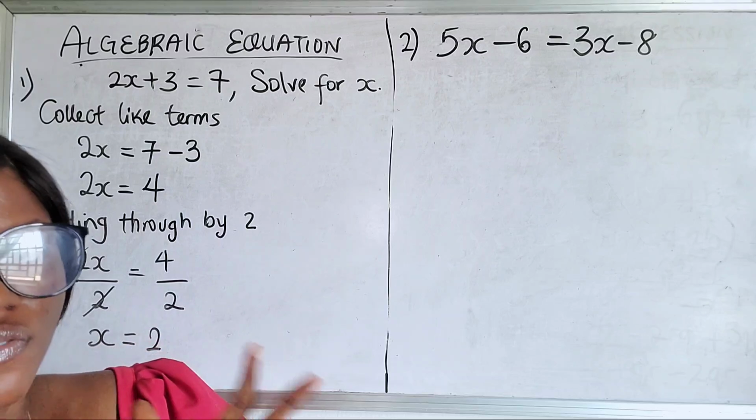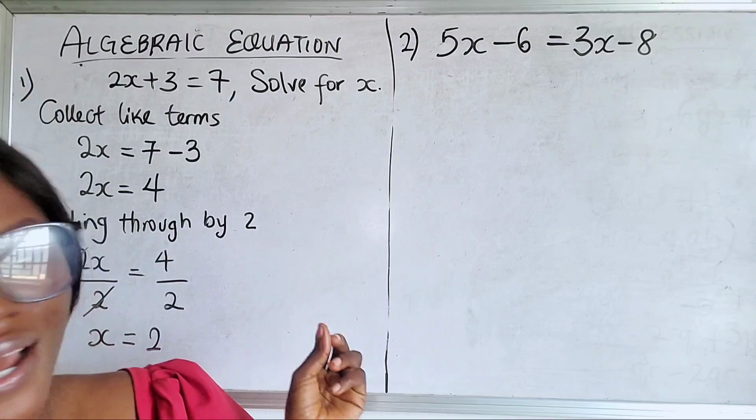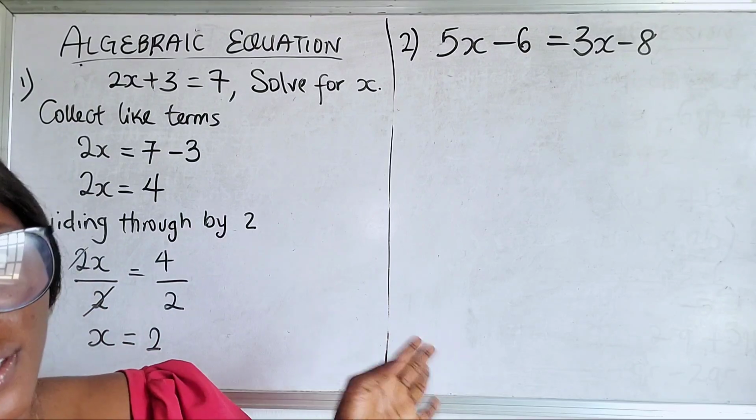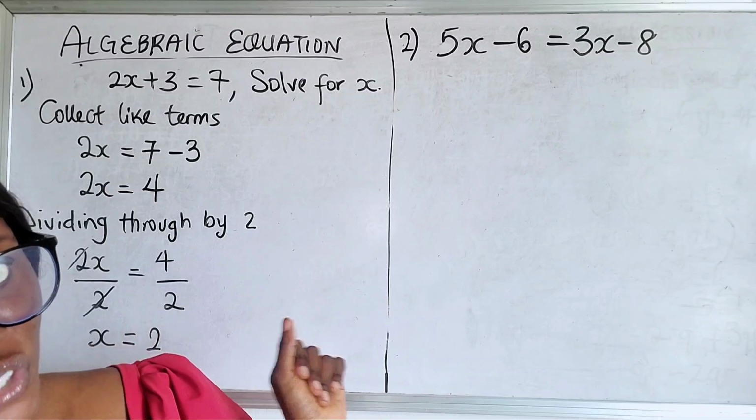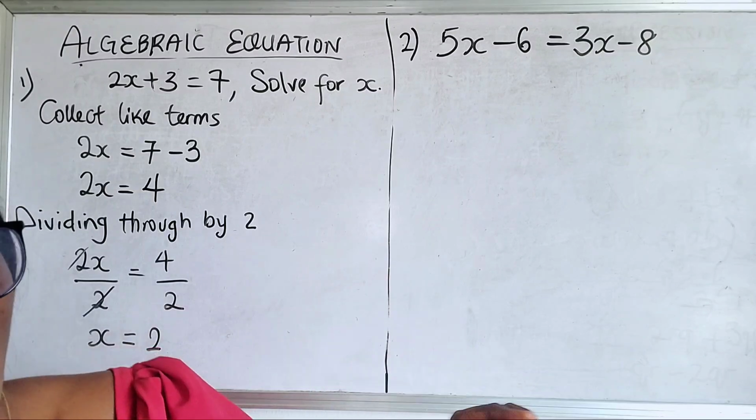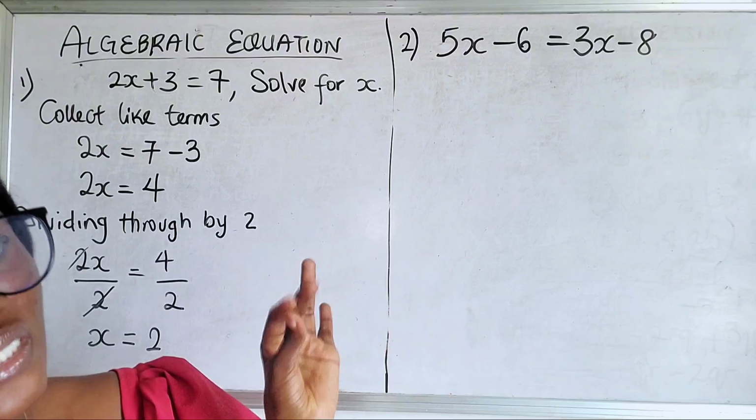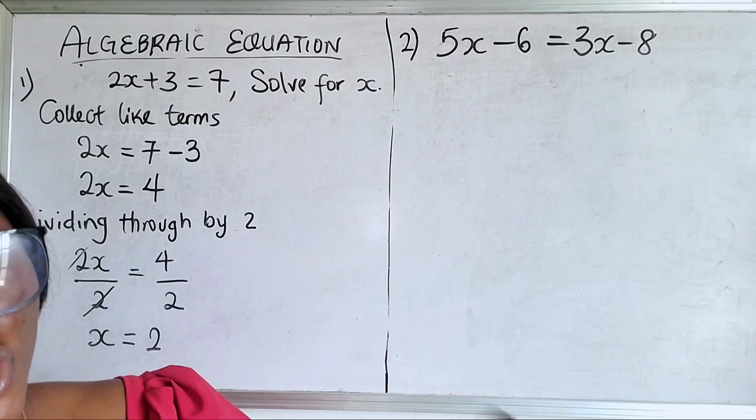We have two kinds of family here. One has x, the other one doesn't have x. Remember, we said the one with x is the coefficient of x, and then the one without x is a constant. It's on its own and it's not changing.